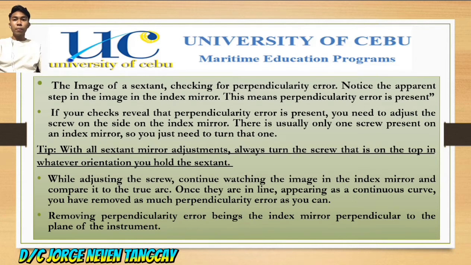Continue to compare the picture in the index mirror with the real arc while adjusting the screw. You have removed as much perpendicularity error as possible once they are in line, appearing as a continuous curve. The index mirror becomes perpendicular to the instrument's plane when the perpendicularity error is removed.